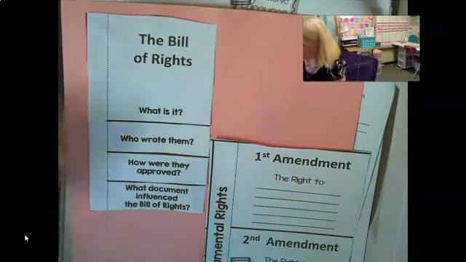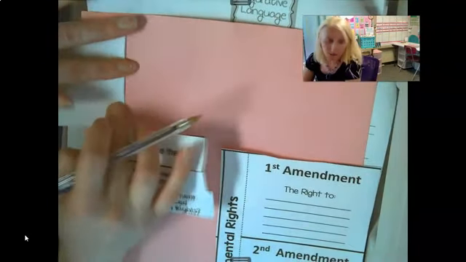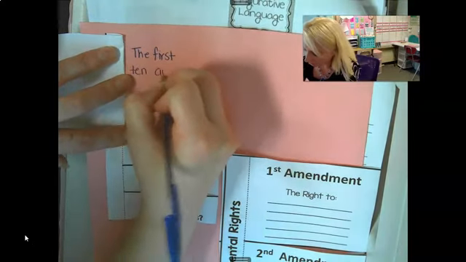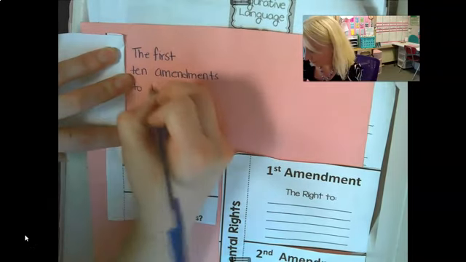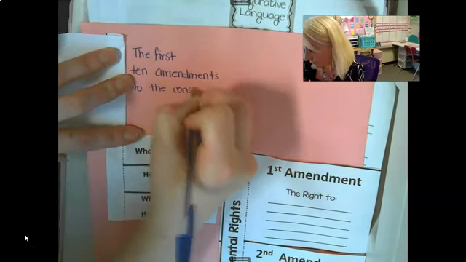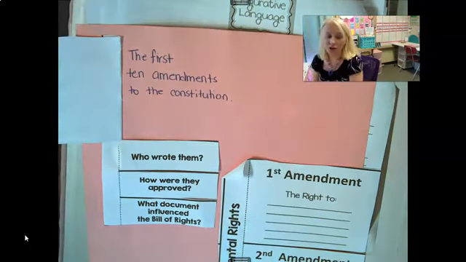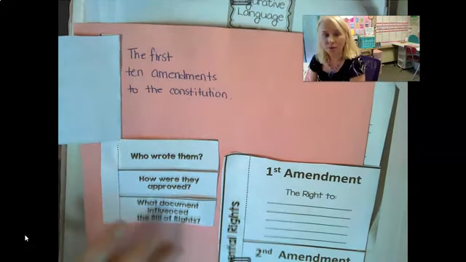Alright, so let's start with this one. The Bill of Rights. What is it? Lift it up. The Bill of Rights are the first 10 amendments to the Constitution. So the first 10 amendments get a fancy name. They're called the Bill of Rights. First 10 amendments to the Constitution are called the Bill of Rights. I am not having good luck here with my foldables.